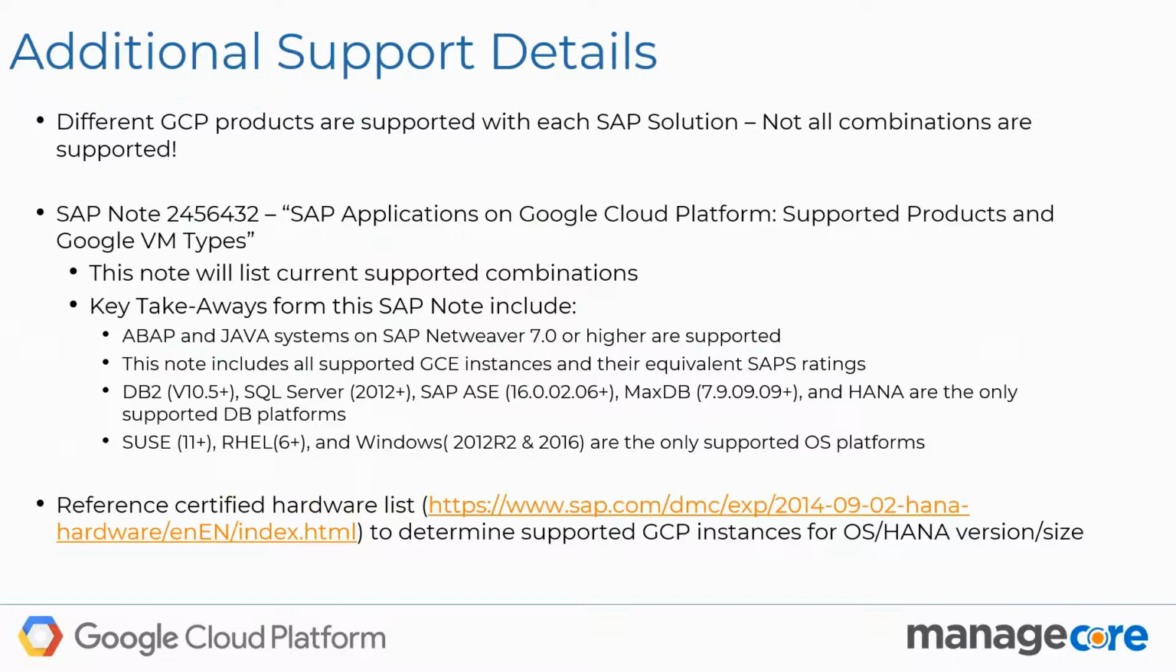Also understand that only certain OS and database platforms are supported. So as an example, DB2, SQL Server, ASE, MaxDB, and HANA are supported databases, and SUSE, Red Hat, and Windows are supported OS platforms. Databases such as Oracle and platforms such as AIX are not supported within GCP. If you're converting to HANA, you also want to take into consideration the certified hardware list that SAP provides.